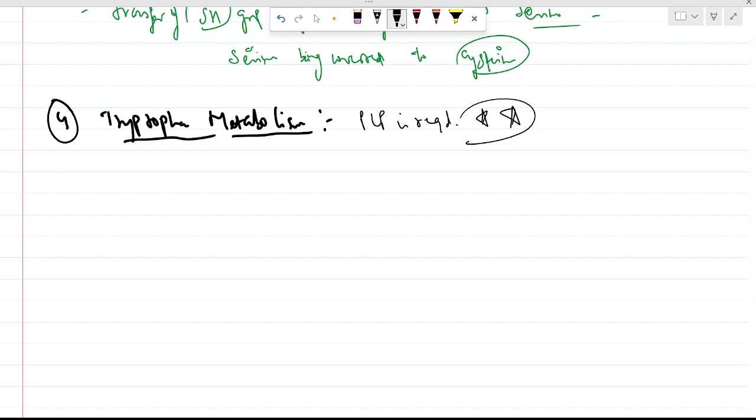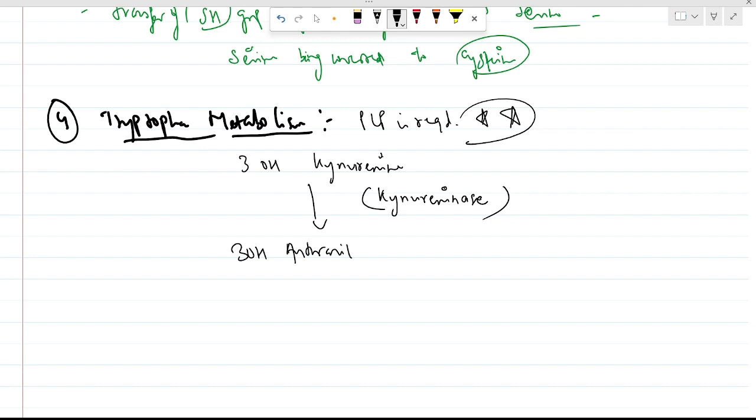So we have this compound 3-hydroxykynurenine. It's an intermediate product in the tryptophan metabolism. 3-hydroxykynurenine, in presence of this enzyme kynureninase, is converted to 3-hydroxyanthranilate, or anthranilic acid.